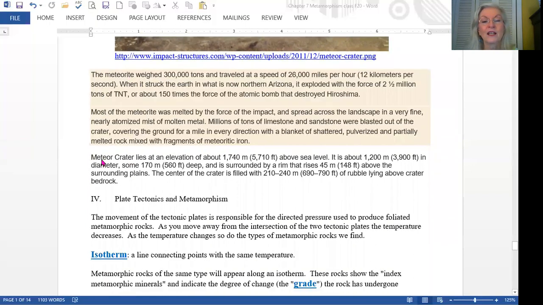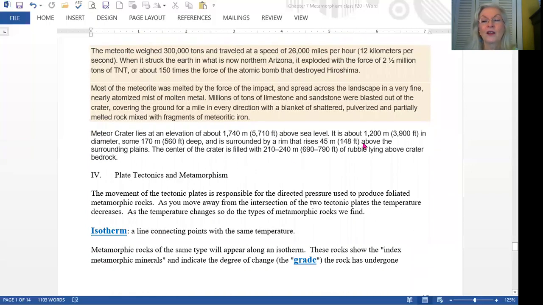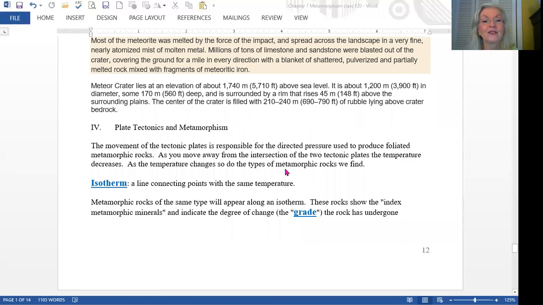So you can see here, let's see if we've got some more graphic with it. It's about 1,200 meters in diameter and about 170 meters deep. And it was nifty, I confess.